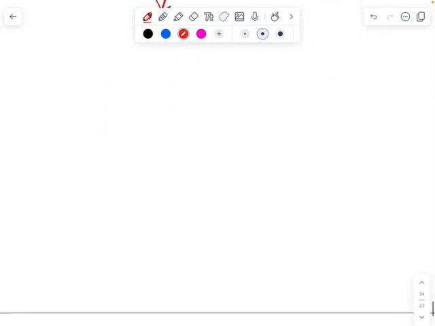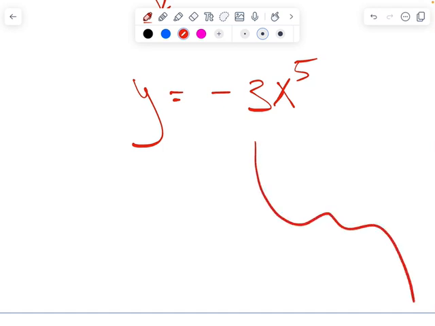So what happens if you have a negative coefficient? A negative coefficient is like negative 3x to the 5th. Then that negative is going to change the direction. As you go left, it'll go up. As you go right, it'll go down.